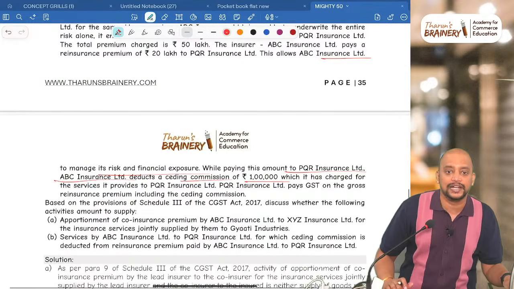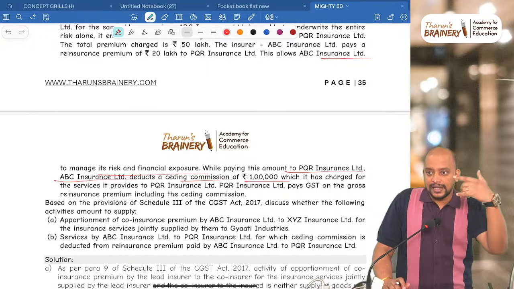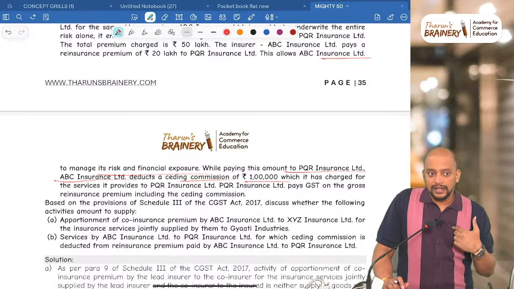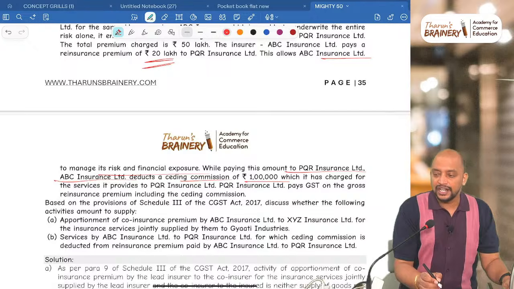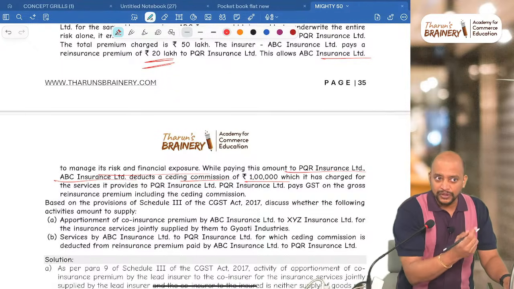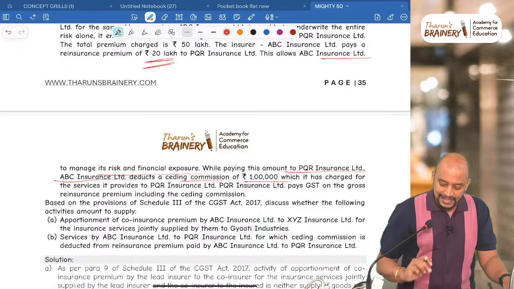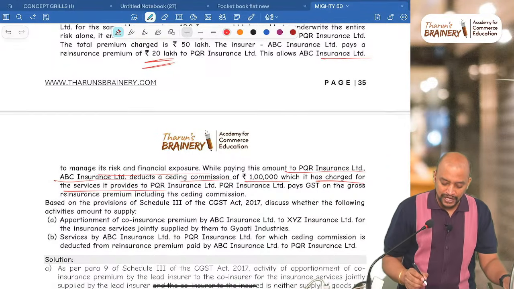19 lakhs, correct? Sir, you are PQR, the reinsurer. I am the main insurer. Now I have to give you a premium of how much? 20 lakhs. But for this 20 lakhs, you have to give me commission. How much? 1 lakh. Which means the net amount I will be giving you is 19 lakhs.